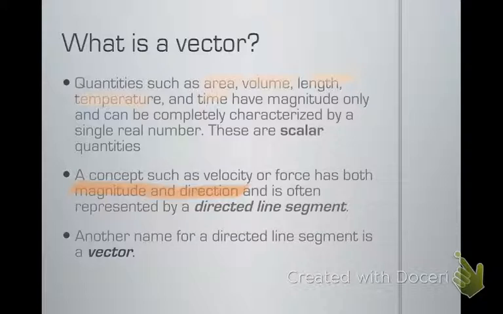Things like velocity and force do. If I push you forward, that has a different effect than pushing you backward. Or if a river is flowing downstream and you paddle with it versus paddling against it, those two things have very different effects on you. Some people call vectors directed line segments. We'll just stick with the word vector for the most part.